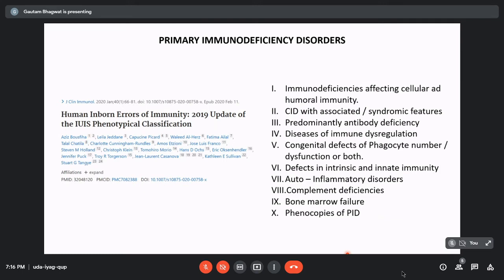Going to the primary immunodeficiency disorders. So now, as I said, there are almost more than 400 entities with 430 genetic signatures.